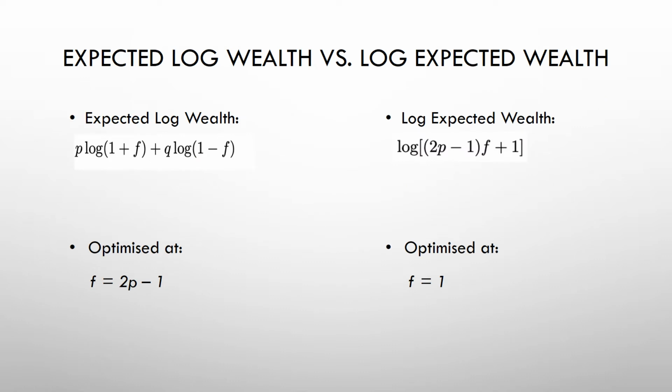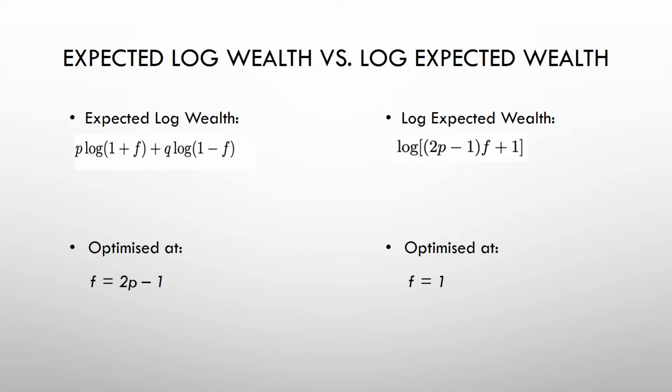So firstly, I wanted to see how the expected log wealth and the log of the expected wealth compared. Kelly's criterion is the expected log wealth, which is represented by the first formula here. By differentiating this, we deduce that the expected log wealth is optimised when f equals 2p minus 1, and this is Kelly's optimal f star. Now, to see where the log of the expected wealth is maximised, we will focus on the second formula here on the top right of the slide.